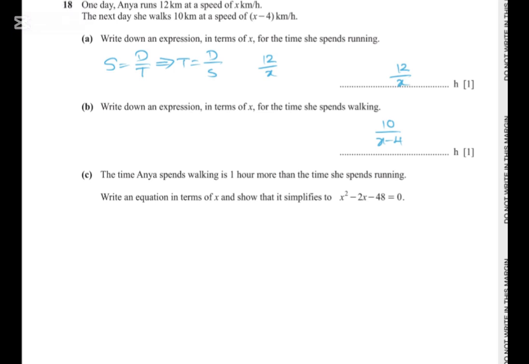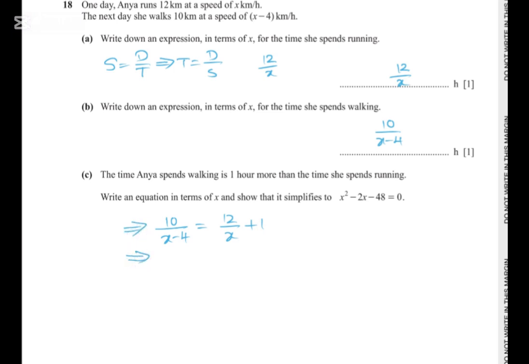So we need to write the expression now, making an equation with these two, running and walking. And for that they gave us the clue that the time she spends walking is 1 hour more than the time she spends running. So the time she spends walking is 10 by x minus 4. Now this is equal to the time she spent running plus 1 hour more, right? So like this you can make an equation.